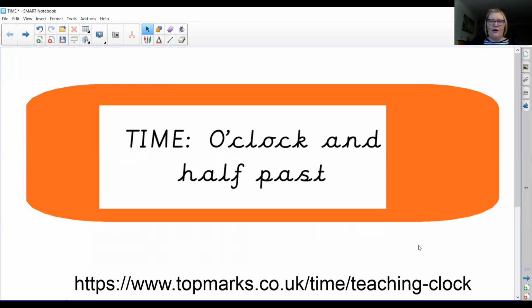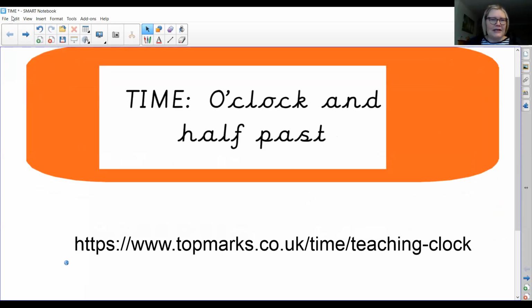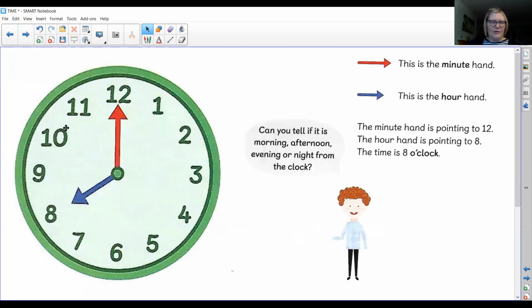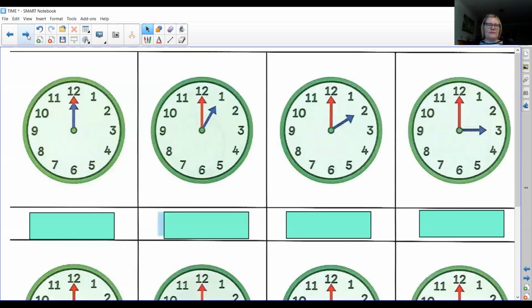Okay, so we're learning o'clock and half past times. We've learned about this. So tell me, which is the minute hand, which is the hour hand? Yeah, the red one is the minute hand and the blue hand is the hour hand. Okay, let's move on. So there's some times. See if you can read those times that you can see on the screen now. Pause the video, have a go.